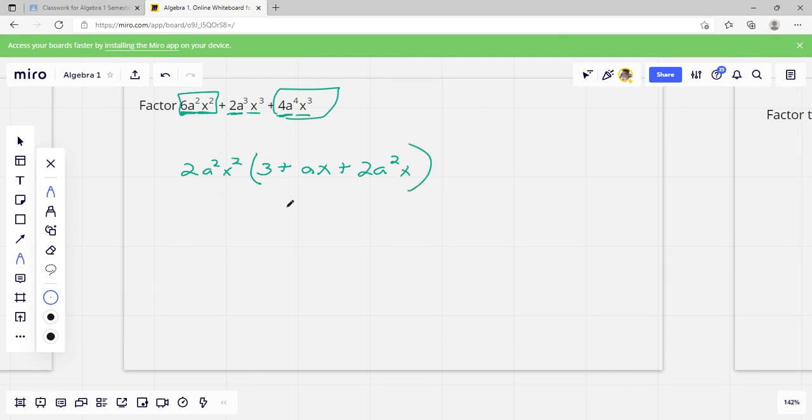Right? So if we rainbow this back out again, we would say 3 times 2a squared x squared would be 2 times 3 is 6a squared x squared. And then right here, we would say 2a to the third x to the third. And then right there, 2 times 2 is 4. A to the fourth, x to the third. It takes us back. You don't have to do that, but you can do that to double check and make sure you got it right. Your answer is going to look like that.